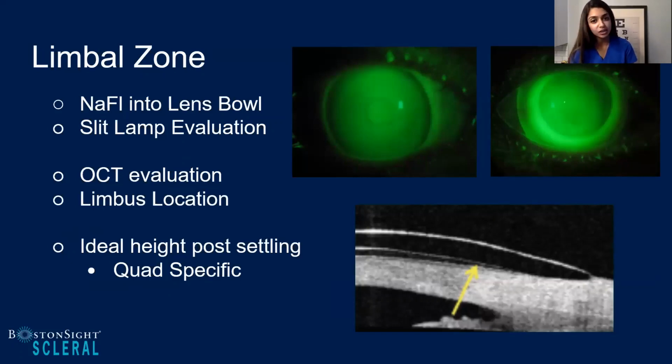And so here, there are various techniques to evaluate your limbal clearance. If you use the method of instilling sodium fluorescein into your lens bowl, put up your Wratten filter and turn that cobalt blue light on and really assess the scleral zone, similar to our rigid gas permeable lenses. Look for either bearing, where you have minimal corneal clearance at the limbus, or excessive clearance using your fluorescein pattern. Also, for me, slit lamp evaluation is key.